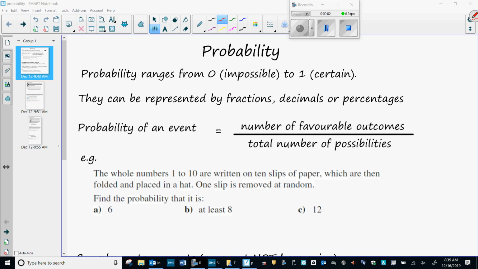All right, ready? So, probability. Ladies, come on.